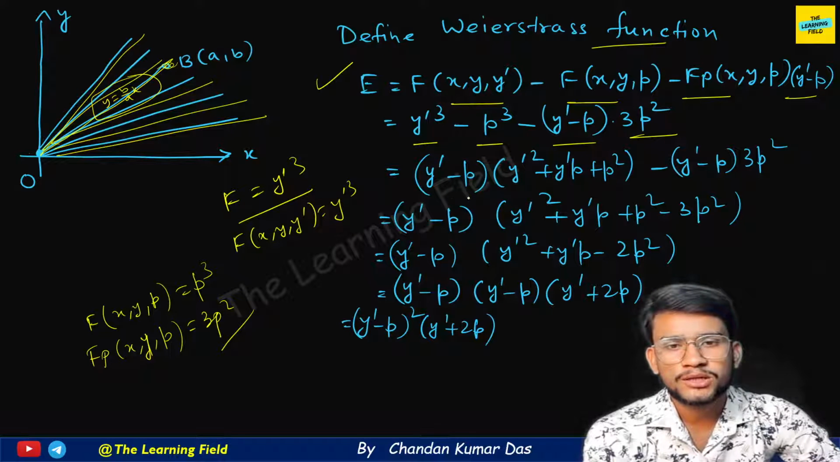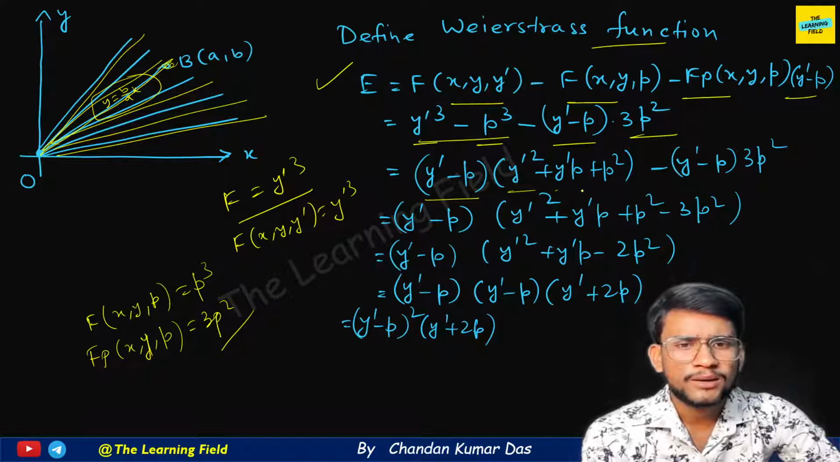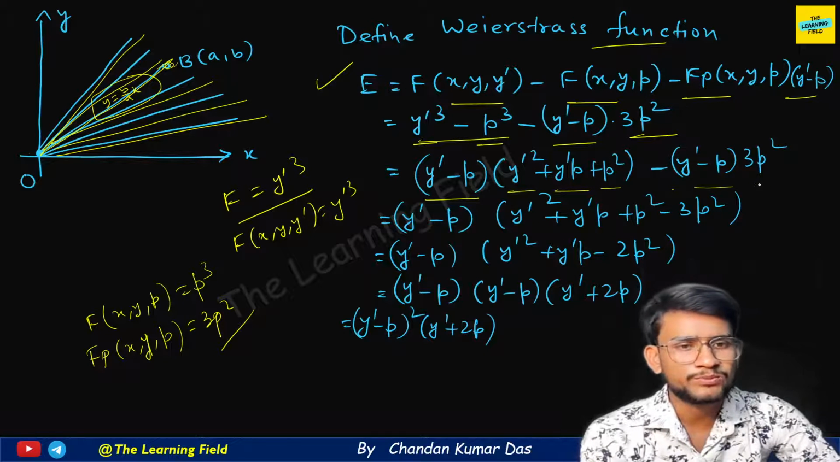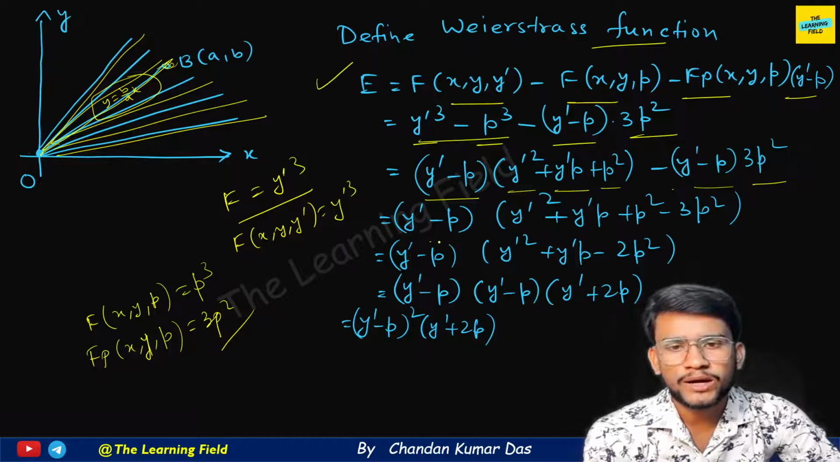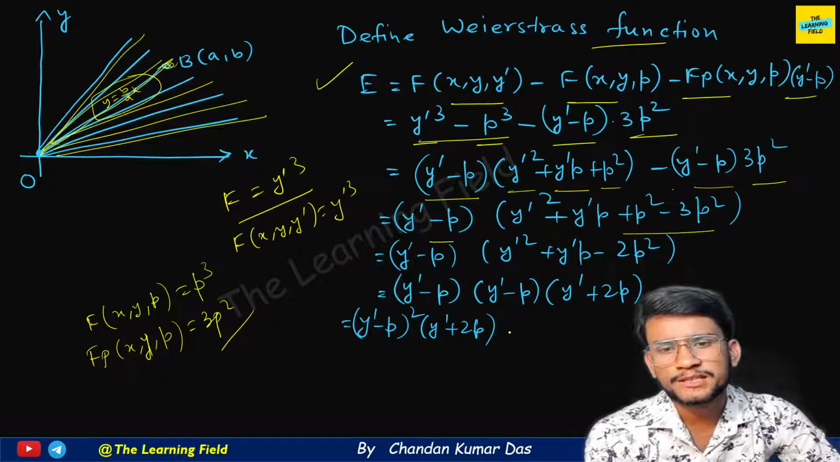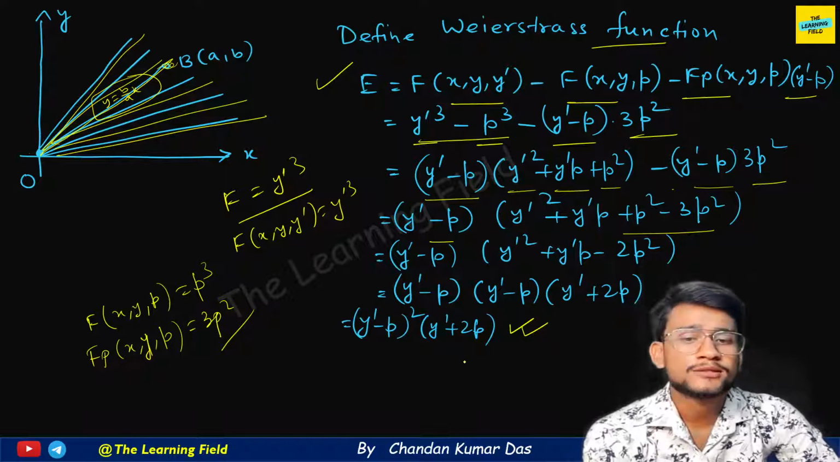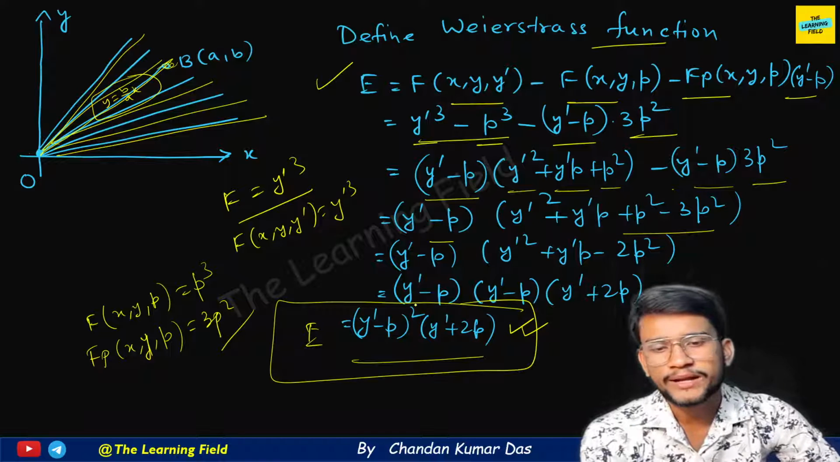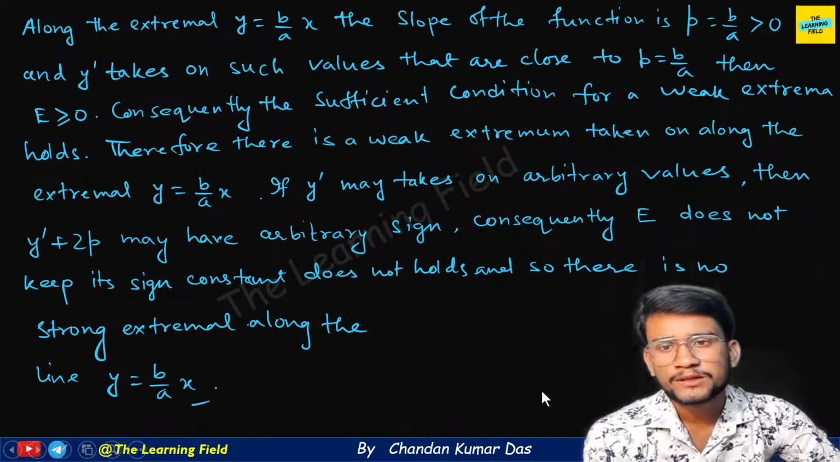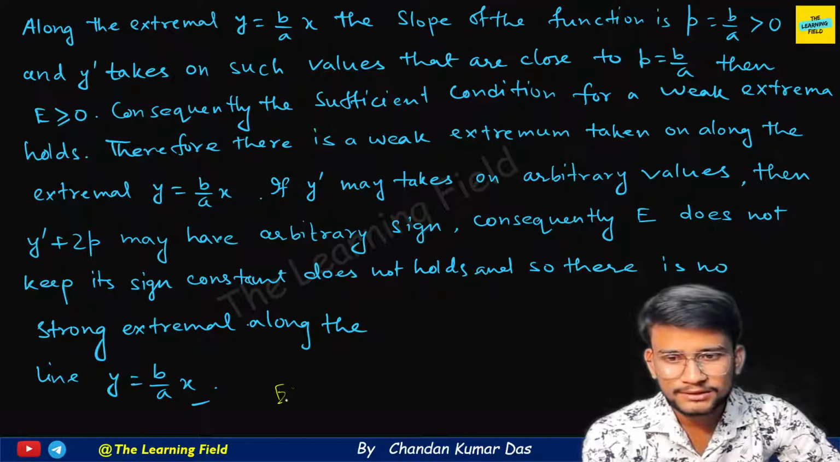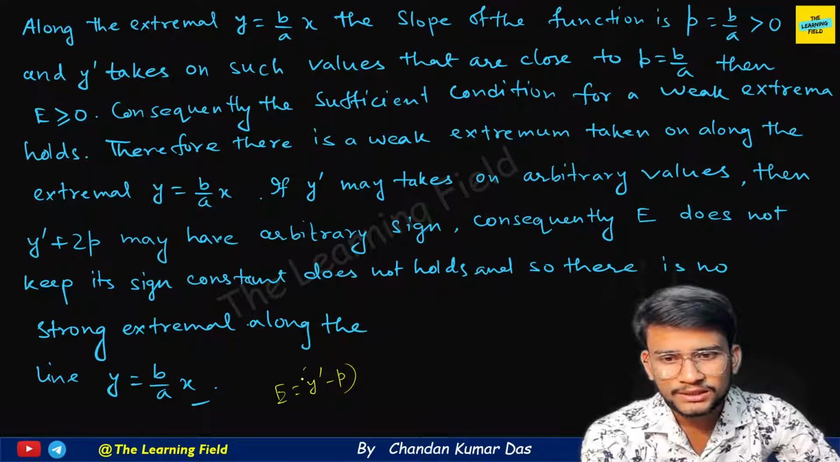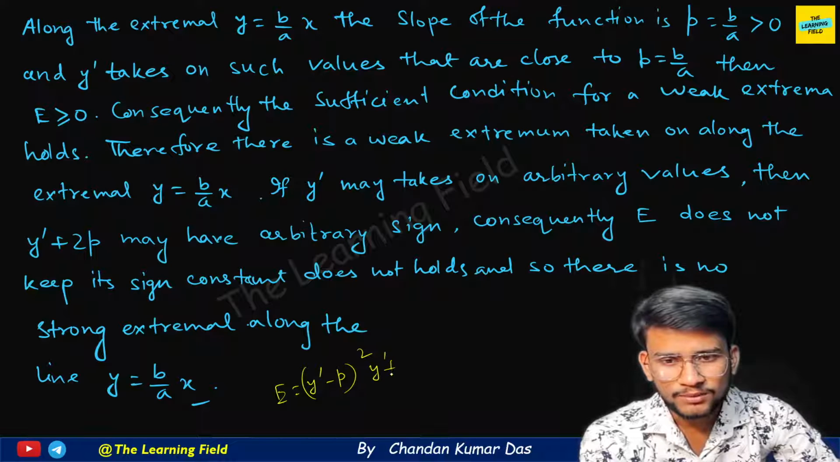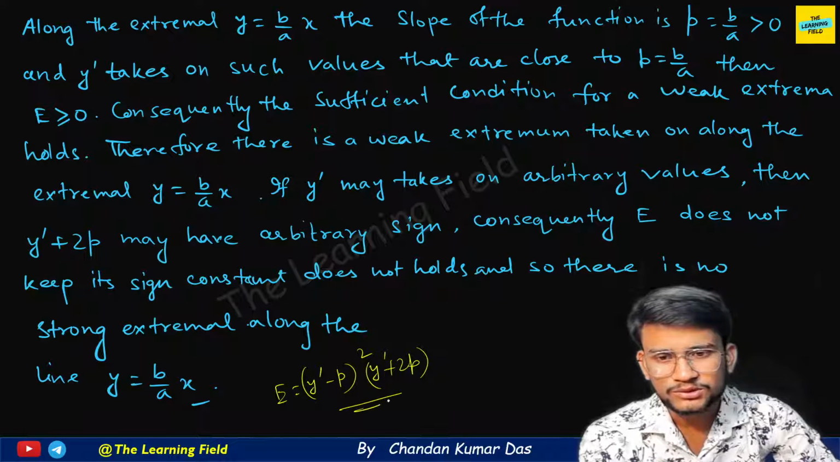If we break this, we get (y dash minus p) into (y dash square plus y dash p plus p square) minus (y dash minus p) into 3p square. Then finally we get (y dash minus p) whole square into (y dash plus 2p). So E is equal to this one, the final value of E. So E is equal to (y dash minus p) whole square into (y dash plus 2p).